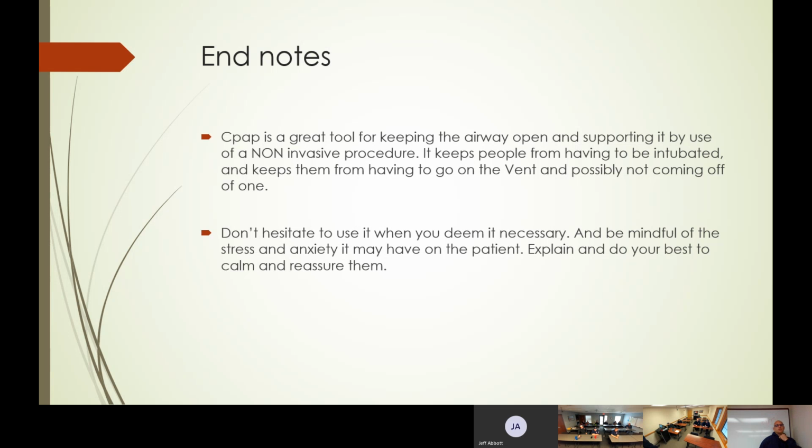All right. So some end notes on the CPAP. CPAP is a great tool for keeping the airway open and supporting it by use of non-invasive procedures. It keeps people from having to be intubated. And why is that a good thing? I mean, a lot of reasons, but what do you think?